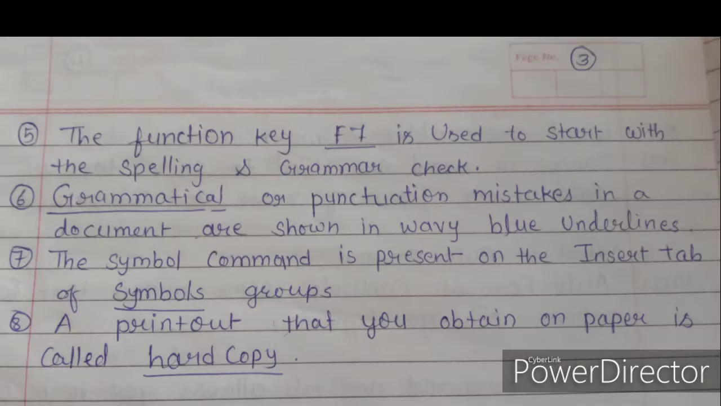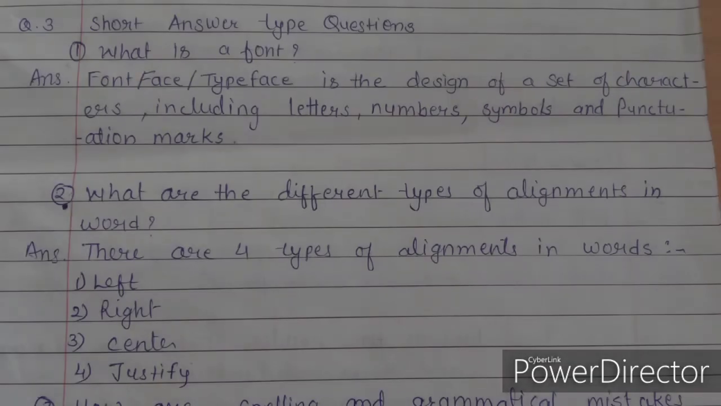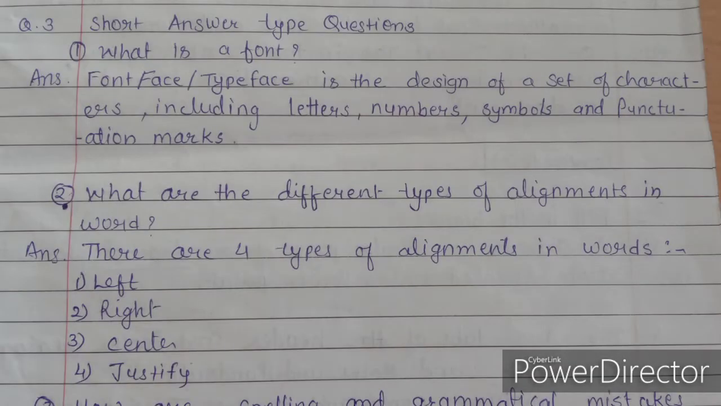The function key F7 is used to start the spelling and grammar check. Grammatical and punctuation mistakes in a document are shown with a wave blue underline. The symbol command is present in the Symbol group of the Insert tab. A printout that you obtain on paper is called a hard copy. Question answer. What is a font?